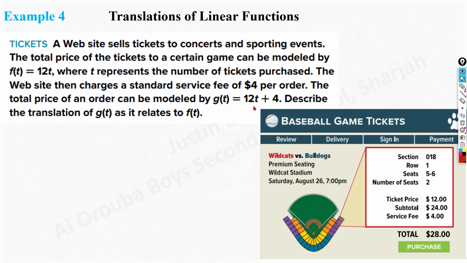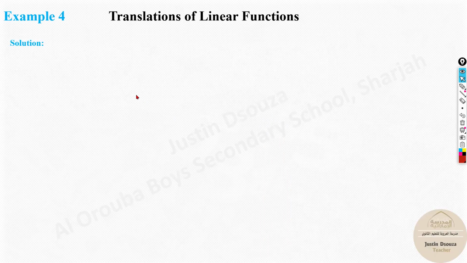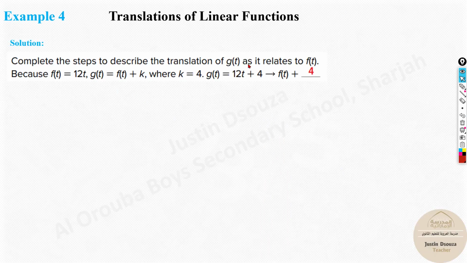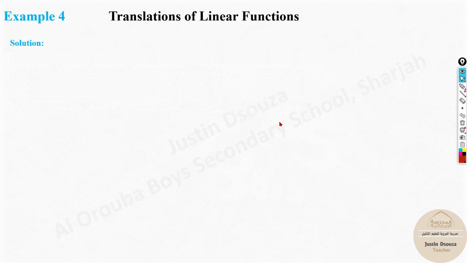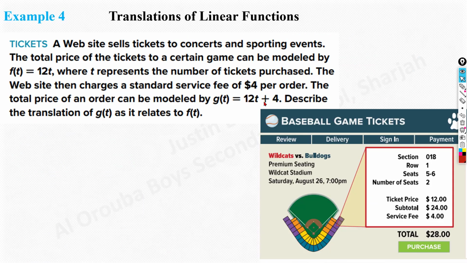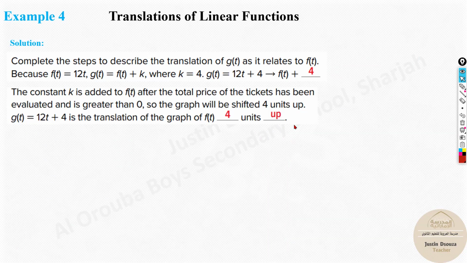Now they have asked us to see what's the translation between the two functions. We can see over here, complete the steps. See, what is the parent function, and what is added to it separately? That 4 is being added, so that is up and down. You can see in the question this plus 4, right? It is added separately. That means that will shift the graph 4 units up.